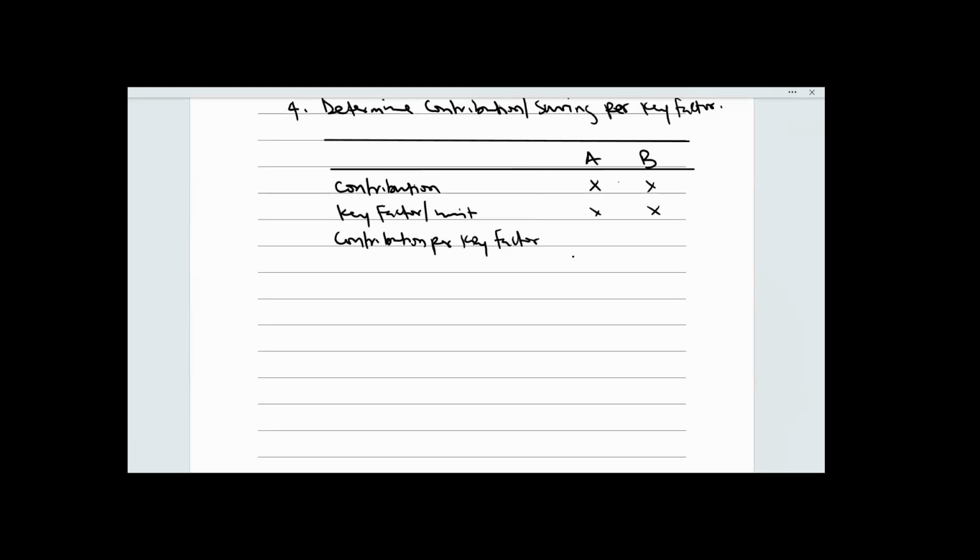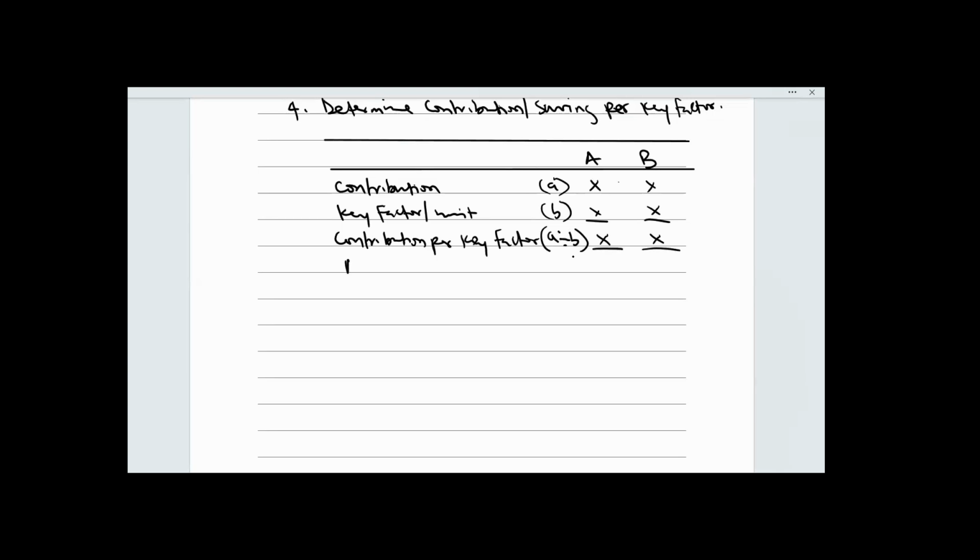Okay, contribution per key factor. Let's say this is A, this is B. So contribution per key factor will then be A divided by B. So whatever it is, A divided by B, put it there. Then you now do your ranking.